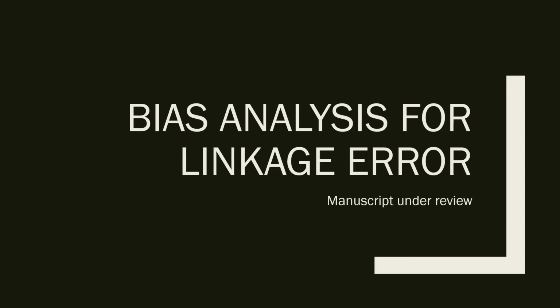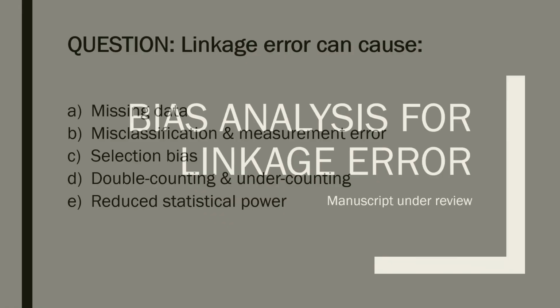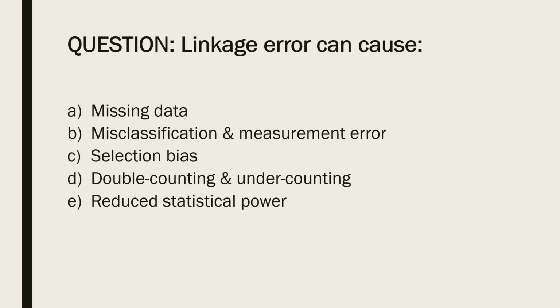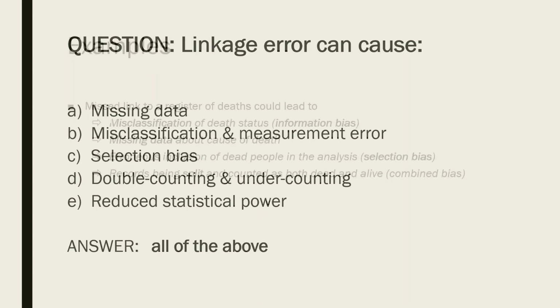So I spent a lot of time recently thinking about linkage error and how linkage error leads to bias. And it's really complicated. This is one of the reasons that we don't do anything about it. Depending on the study design, linkage error can lead to missing data, it can lead to misclassification and measurement error, it can lead to selection bias, it can lead to double counting and undercounting, and it can reduce your statistical power. And so if it can do all of these different things, how is anyone meant to know what it's doing in their analysis?